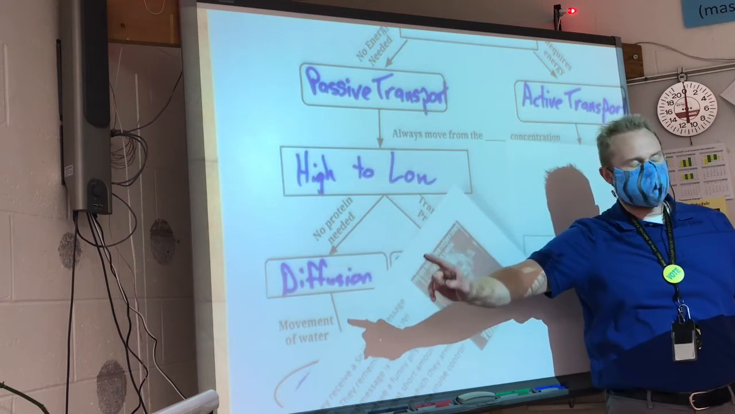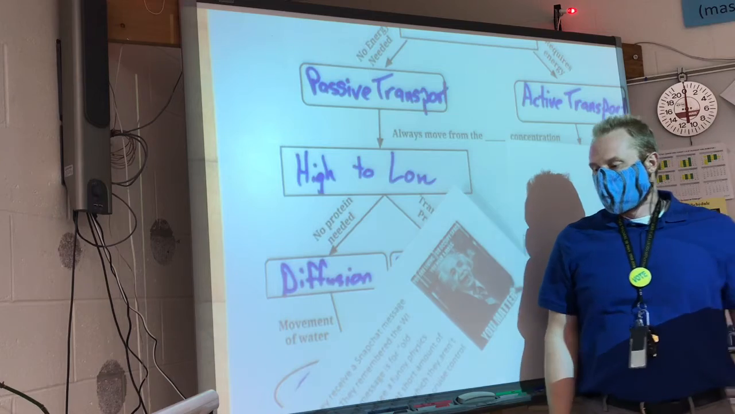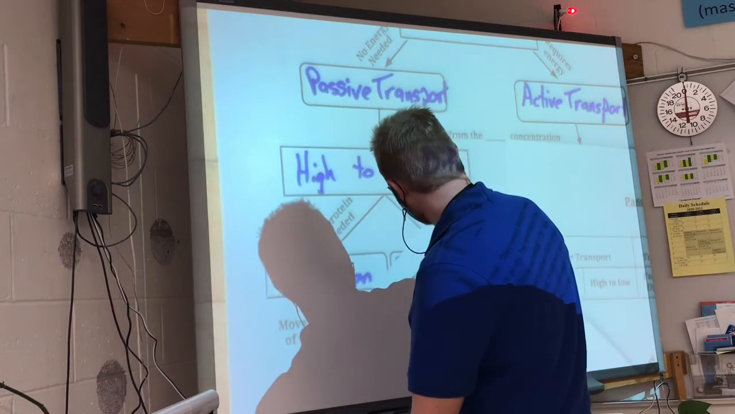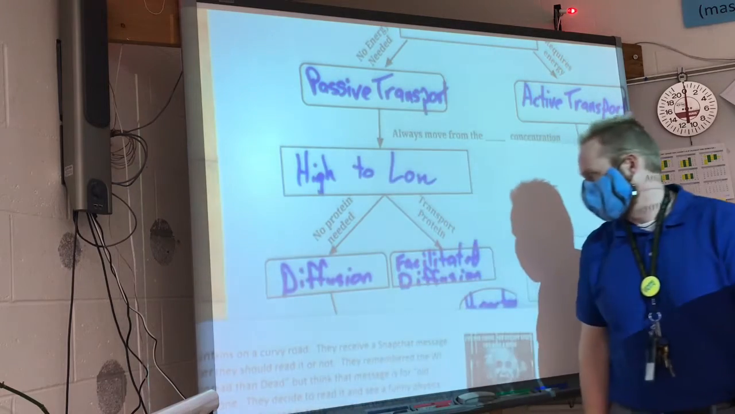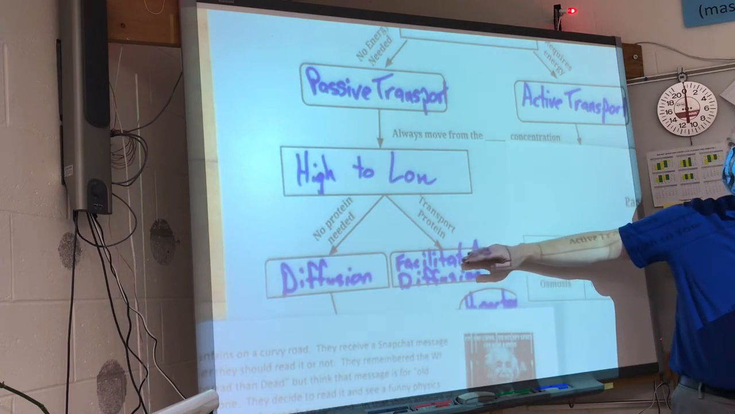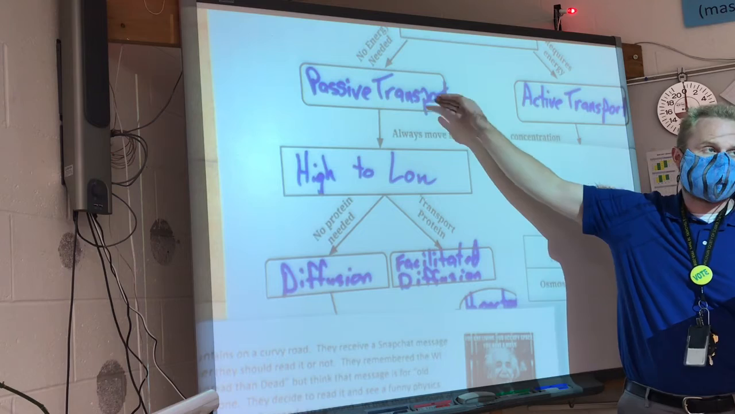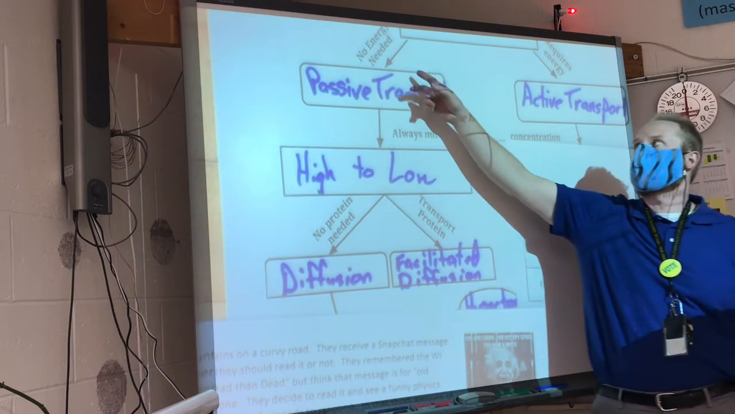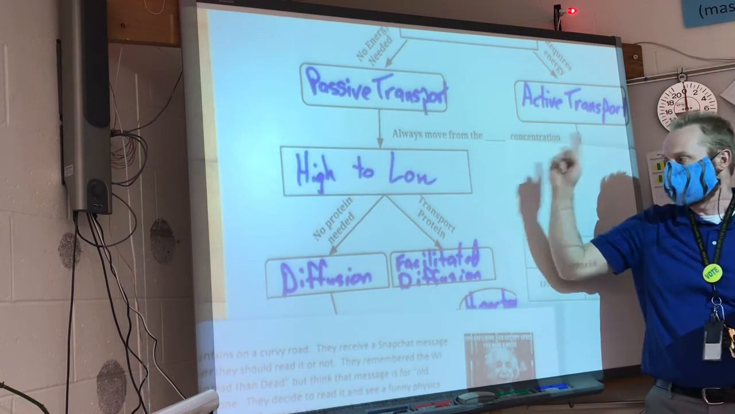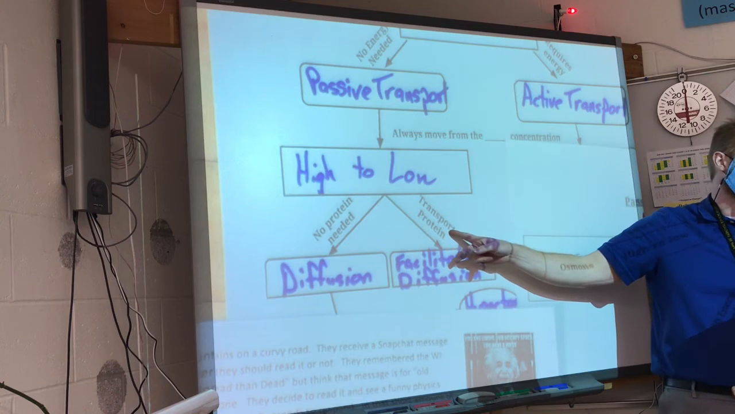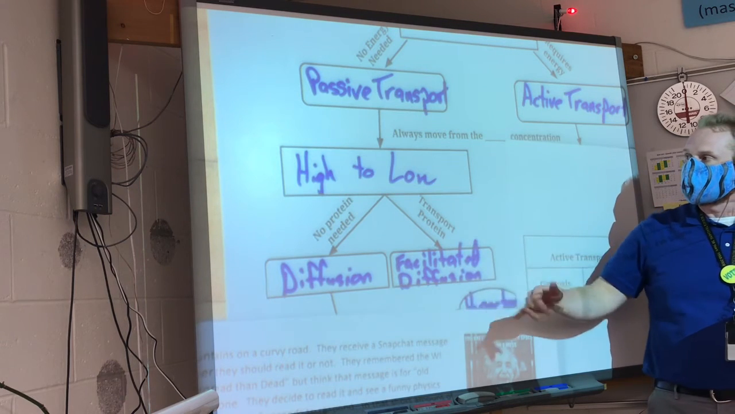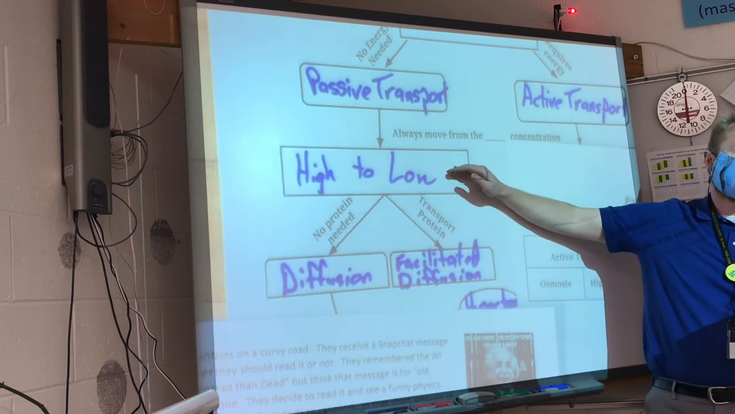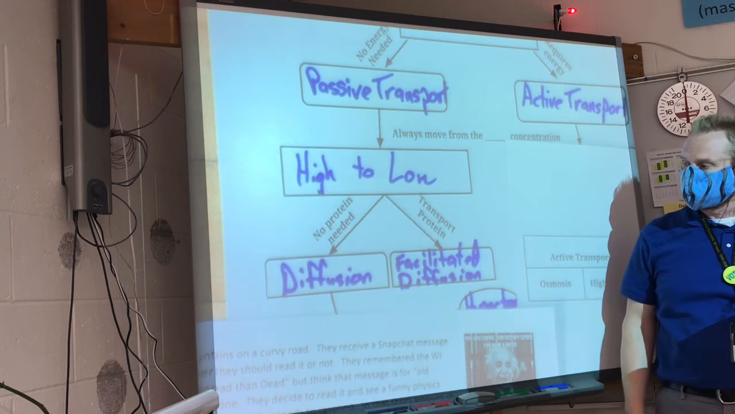That's diffusion. If it needs a little help and it has to go through the protein channel, then we call it facilitated diffusion. So what's facilitated diffusion? It's a form of passive transport that goes from high concentration to low concentration. No energy is required, but this time we need either a transport protein or we sometimes call them a protein channel. Kind of one and the same. Okay, so we need a little help. It's still diffusion though. It's still high to low. It's still no energy required.